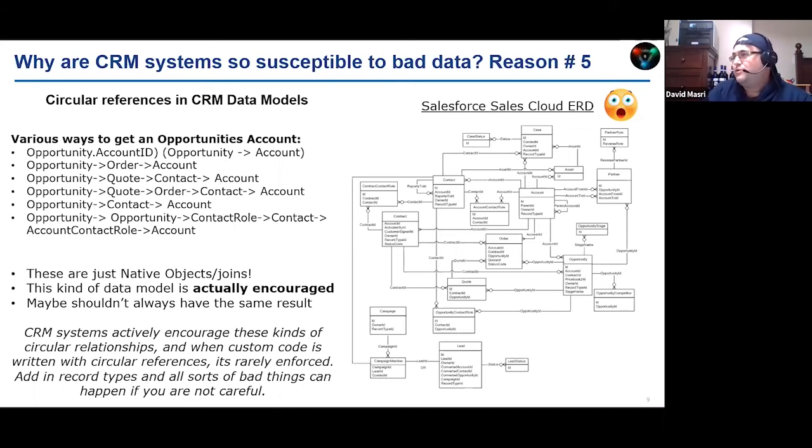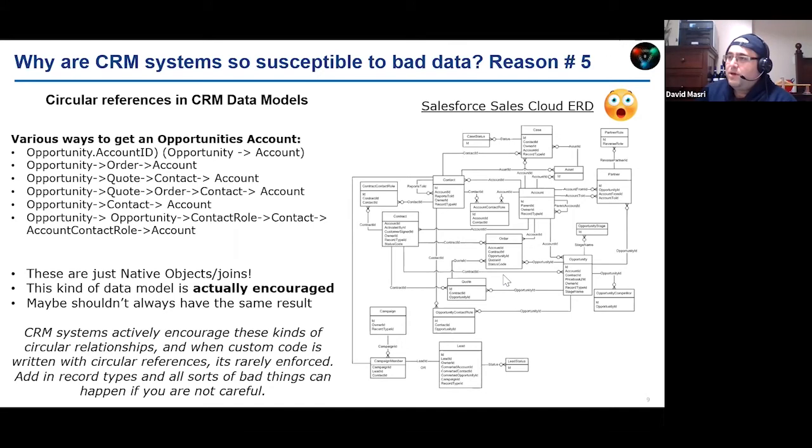But if I start from an opportunity in Salesforce, the opportunity is related to the account. The opportunity could also be related to an order, which is then related to an account. The opportunity can be related to a quote, which is related to a contact, which is related to an account. The opportunity can be related to a quote, that's related to an order, that's related to a contact, that's related to an account. The quote's also directly related to the contact, so you don't have to do that additional hop. You can, in theory, go opportunity to another opportunity, a parent opportunity, to a contact role, to the contact, to the account contact role, and then back up to the account, right? And if you look at the ERD, all of those are valid.